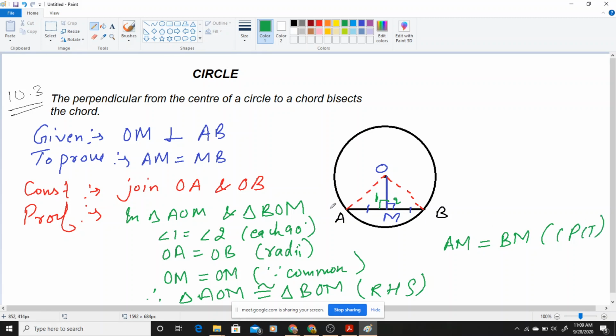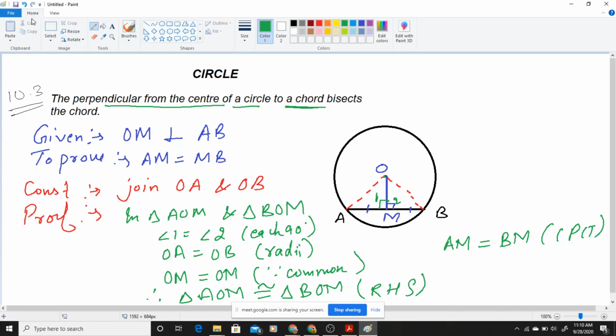See, if you know everything about congruence, then there is no problem in proving these kinds of things. See the statement again. If you look at the statement, the perpendicular from the center of a circle, see this OM, this is the perpendicular from the center of the circle. Circle के center से एक perpendicular हमने draw किया. On which thing are we drawing this perpendicular? On a chord. एक chord के ऊपर draw किया है, and it is bisecting the chord. ये chord को bisect करता है. So whenever you draw a perpendicular from the center to a chord, it will bisect the chord. So this is our theorem 10.3 that you have to remember.